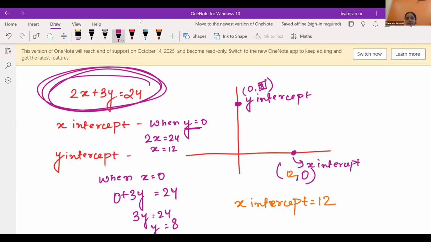Are you getting it? Yes. Are you getting it, Manvi, Mariam? Is it making sense? Mariam, are you getting it?